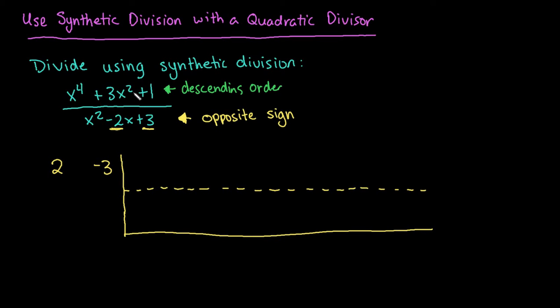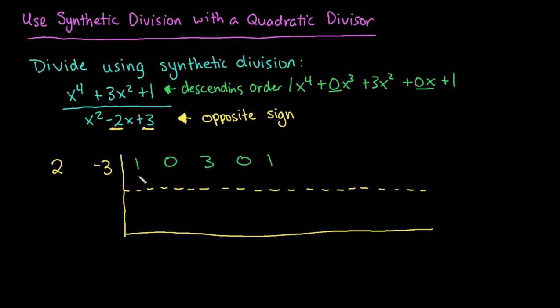And so if you notice it goes x to the 4th and x squared, so I really have x to the 4th plus 0x cubed plus 3x squared plus 0x plus 1. So I do have to add my placeholders of zeros because it has to go in descending order. And then I'm just going to take all of my coefficients. Remember, if there's not a number in front, it's understood to be 1. So I would have 1, 0, 3, 0, 1.